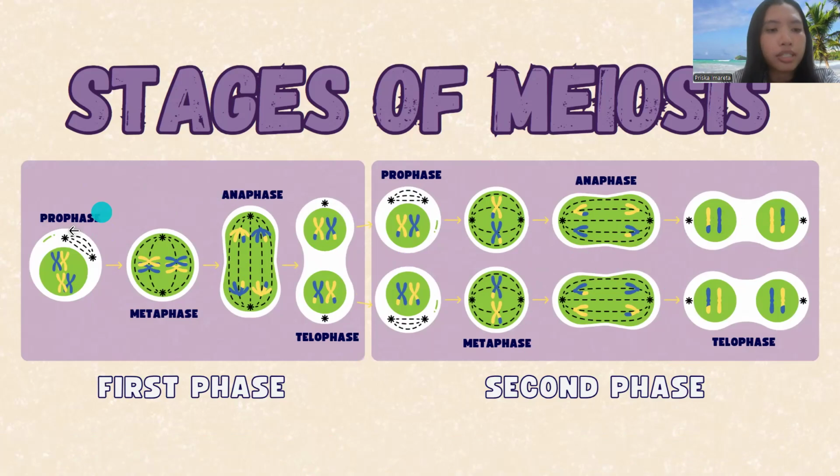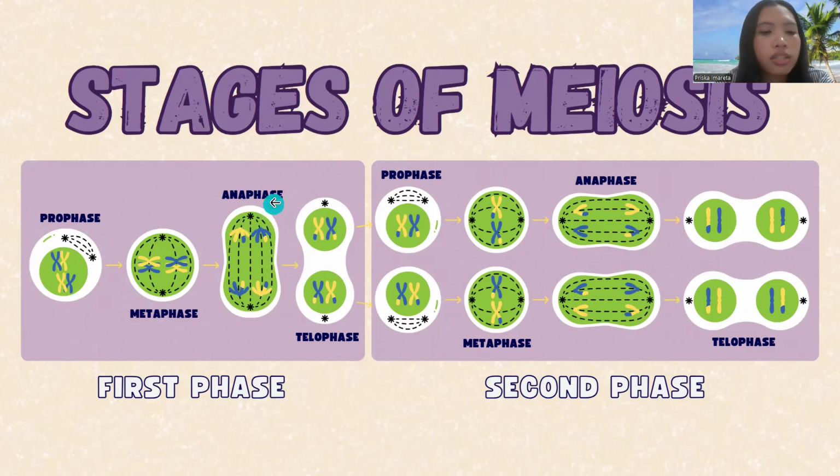So in prophase 1, the chromosomes condense and the nucleolus breaks down. As chromosomes move around, crossing over happens. Next, in metaphase 1, the chromosomes align in pairs in the center of the cell. Random assortment occurs.